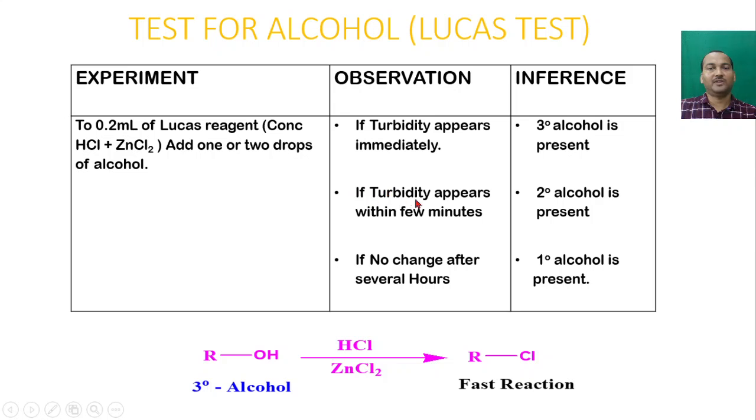Similarly, if the turbidity appears within a few minutes, that means secondary alcohol is present. If you take secondary alcohol, the reaction is not so fast, so it takes a few minutes to form the halide. Similarly, if no change occurs after several hours, that means primary alcohol is present.